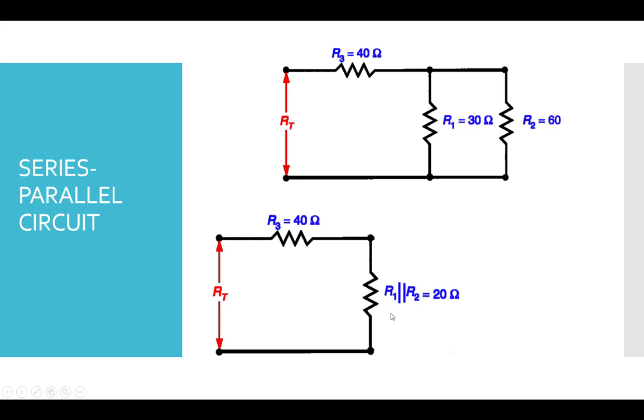Now I'll go to the next step. Now that I've combined these, the next step in finding the equivalent resistance is to take this one and combine it with the next one. Well, the next one is this 40 ohm resistor, and it's connected in series, so I simply add these. So in this case, this circuit can be reduced to its equivalent circuit with a total resistance of 60 ohms.